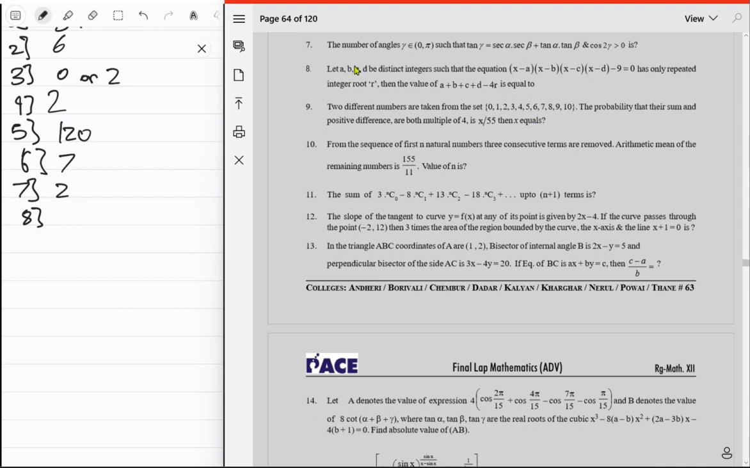distinct integers a b c d है randomly. Okay, this equation has only repeated integer root r. What do you mean by that? कि okay, this is like x plus r का power 4 or something, ऐसा बोल रहे हो कि सिर्फ जो रिपीटेड रूट है वो आ रहा है, x minus r square वगैरह हो सकता है या फिर ऐसा कुछ भी, right? Or something like that. The value of a plus b plus c plus d minus 4r is equal to what? This is so weird.